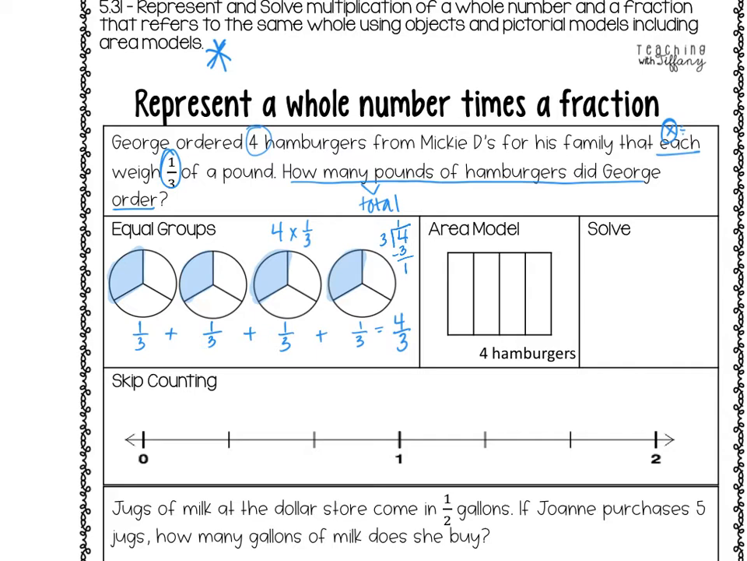Our remainder is 1, but we no longer use remainders in 5th grade. We turn that into a fraction. That goes on top, and our 3 goes on bottom. So we have 1 and 1/3. That means that George's hamburgers weighed 1 and 1/3 pounds.